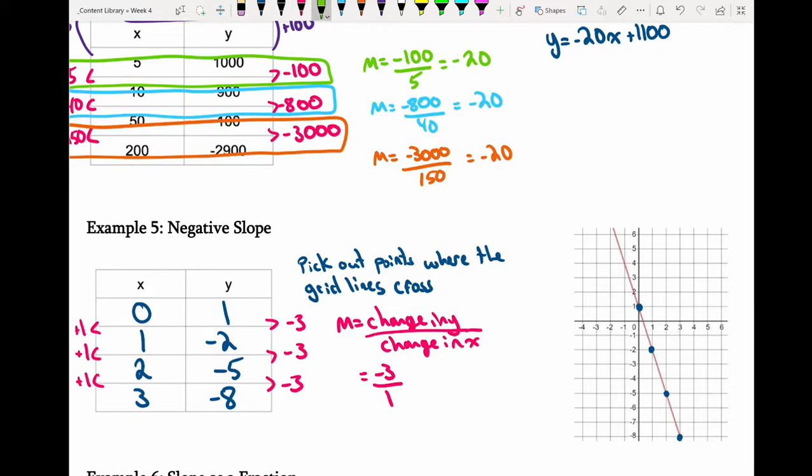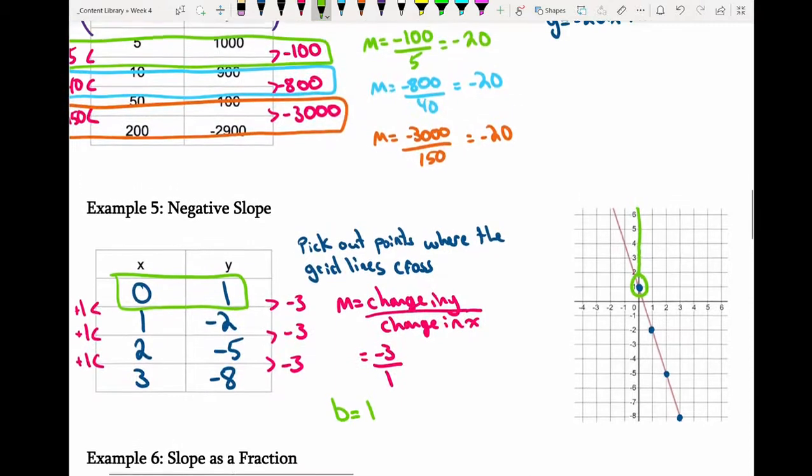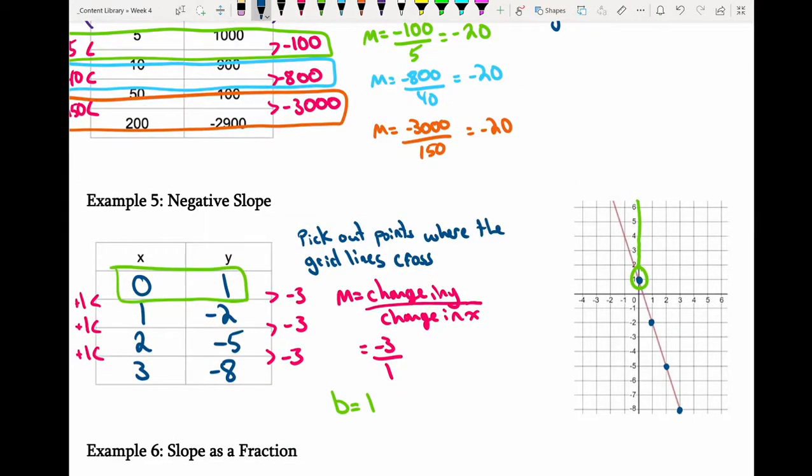For the b value, there are two ways we can find it. From the table when x equals 0, or from the graph, we go down our y-axis and see where we hit that line. So that means our b value is equal to 1. And that will help us come up with our equation of a line, because we have our m and our b value. So our equation is y equals negative 3, you could say 3 over 1, or you could just say minus 3x plus b. And that's our equation of a line.